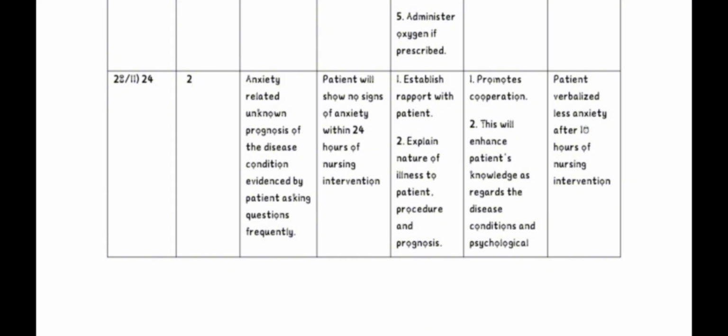Anxiety related to unknown prognosis of disease condition, evidenced by patient asking questions frequently. One of the key signs to see if someone is very anxious is that the person will be asking questions, especially unnecessary questions. So, what is our objective? Our objective is that the patient will show no sign of anxiety within 24 hours of nursing intervention.